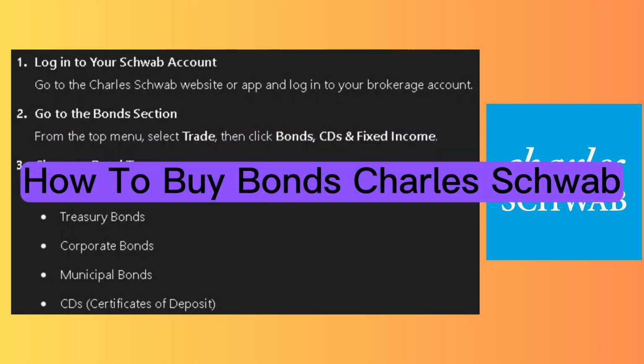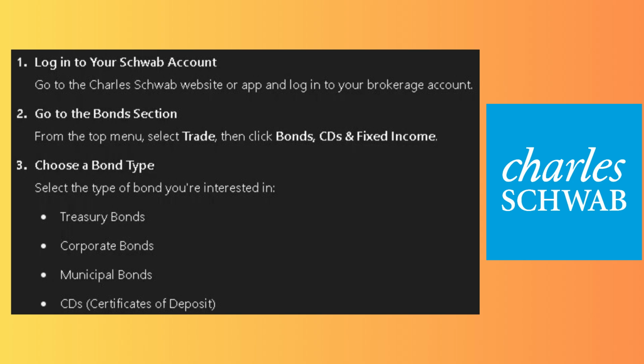In this video, you will learn how to buy bonds on Charles Schwab. First, log in. Log into your Schwab account. Go to the Charles Schwab website or the app, then log into your brokerage account using your credentials. Go to the bonds section. From the top menu, tap on trades, then click bonds, CDs or fixed income.